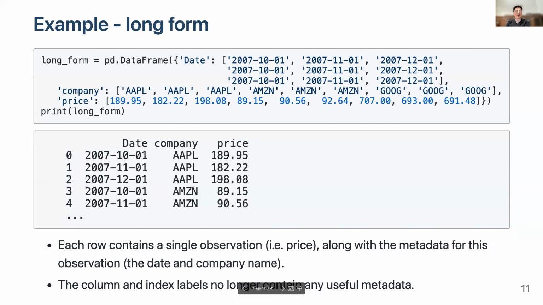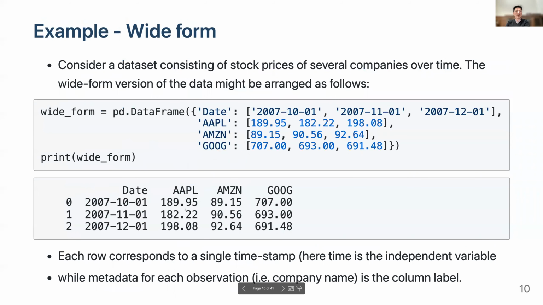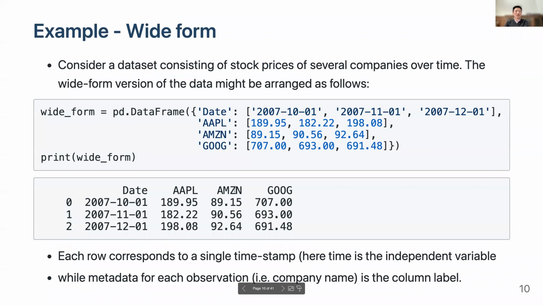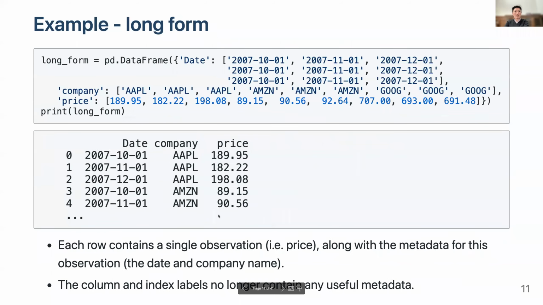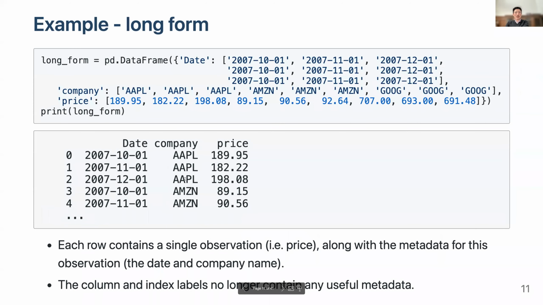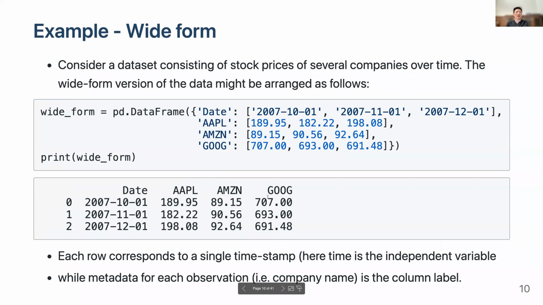In comparison, if you look at this one and this one, you can see here each row is not as wide because it only includes the price information for one stock. But as you can imagine, it will have more rows, because now each company would have three rows instead of three rows in total as in the previous one. And as we already mentioned before, Altair works best with this long format. So this is the preferred format for Altair to handle, compared to this one.